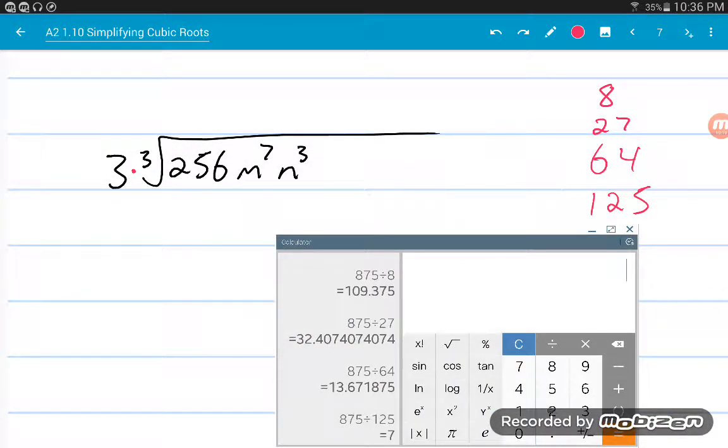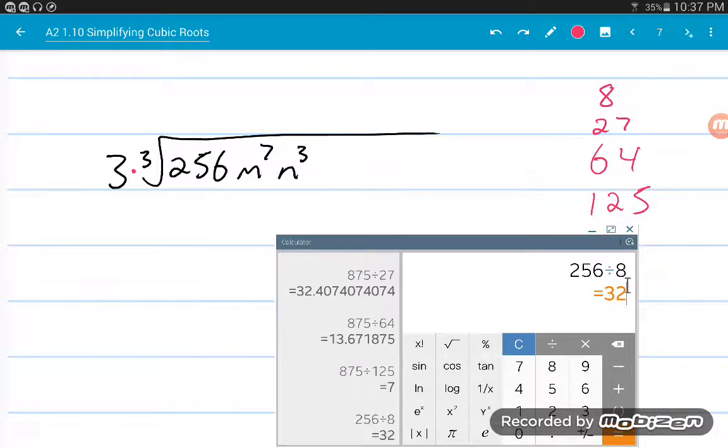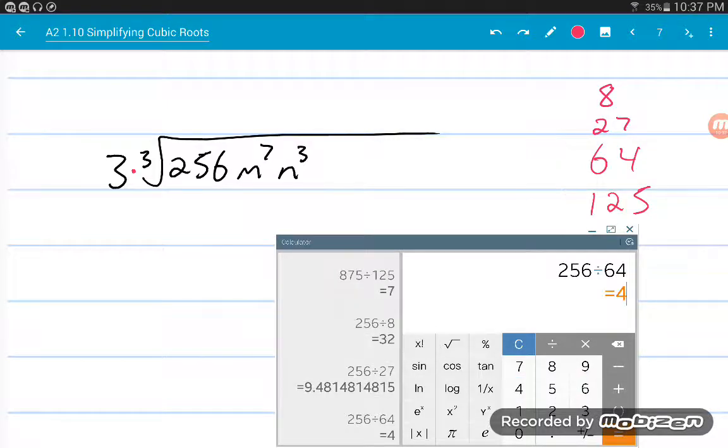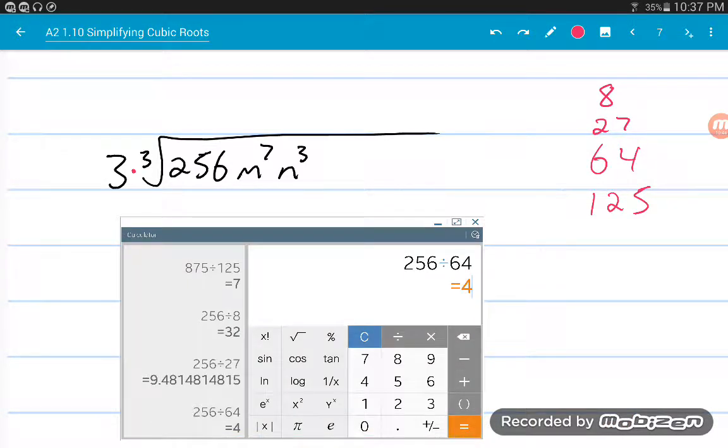I'm going to say, alright, is 256 divisible by 8? Yes, it is. But that's a big number left over. So I'm going to see, maybe, can we use a bigger number? Let me see. 256, is that divisible by 27? Nope. 256 divisible by 64? Yes, it is. And that works a lot better. You want to use the biggest perfect square, or biggest perfect cube. You want to use the biggest.